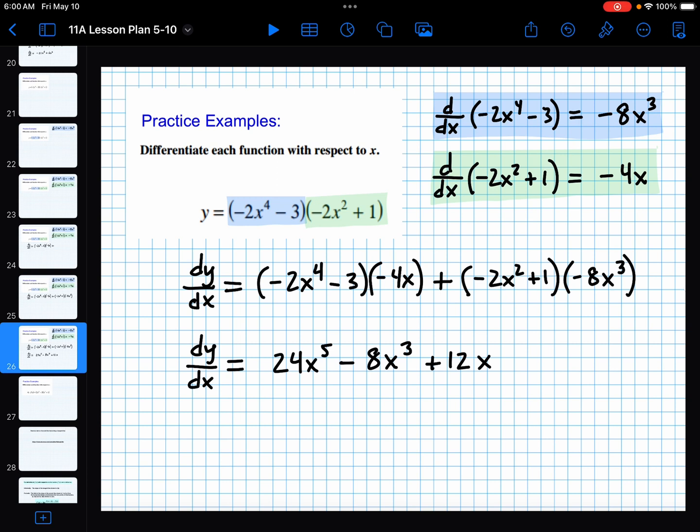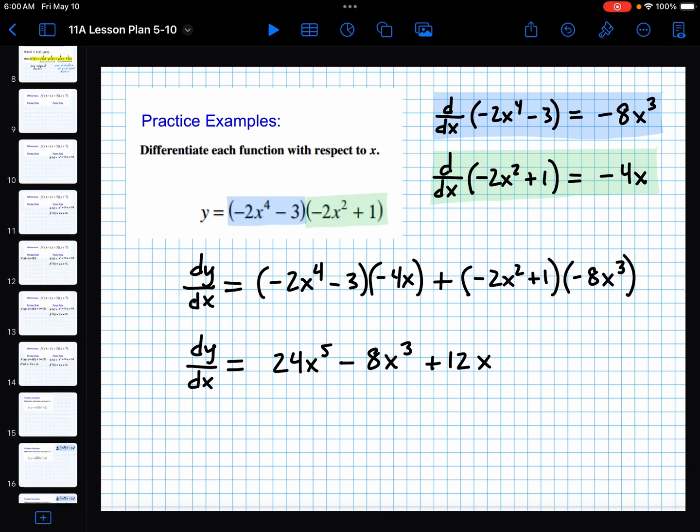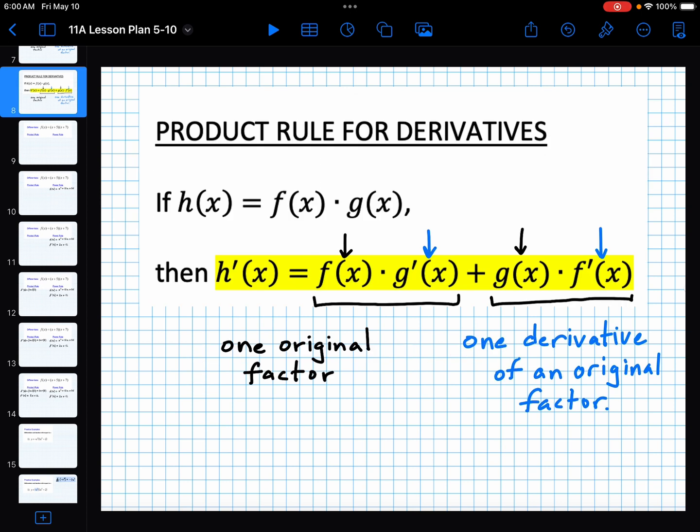Obviously, as the functions or the individual factors get more complicated, finding the derivatives of them becomes a little more complicated still, but the process does not change. It is still at its most basic level an original factor times the derivative of the other factor, plus the same exact format where you switch the original and the derivative out. So use this to complete any product rule scenarios you see. And if you have any questions, as always, let me know.